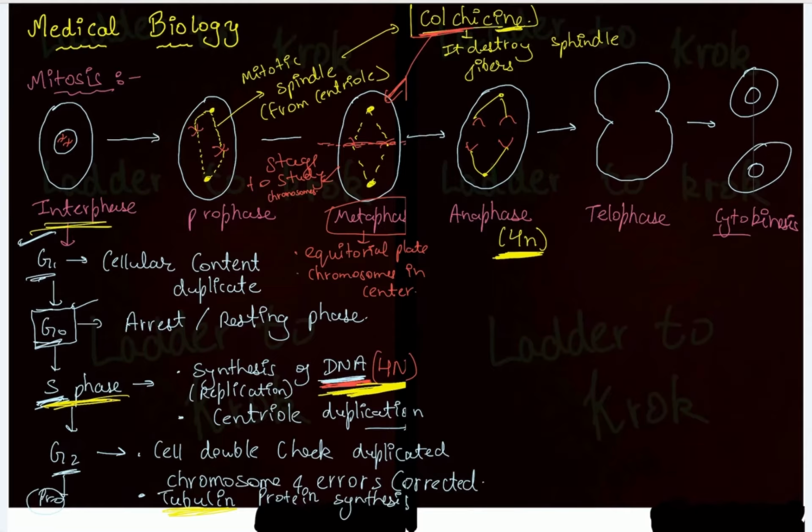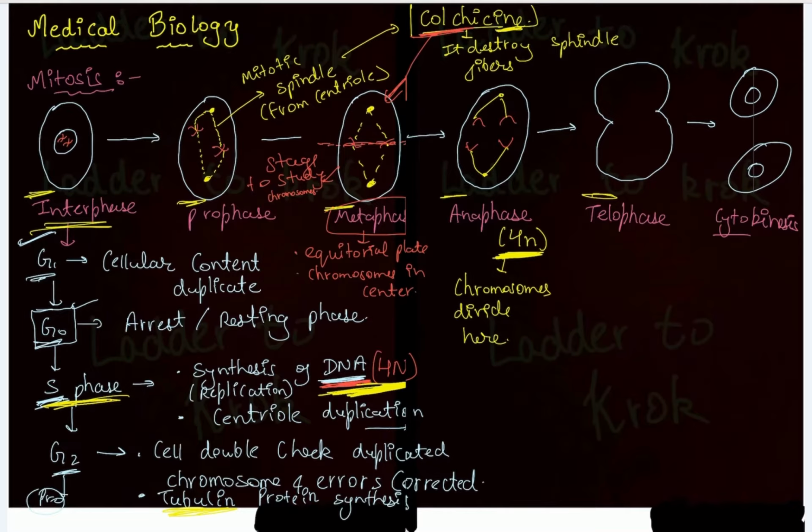How to remember the sequence? There is one mnemonic. You know, there is a very famous movie, IP Man. From that you can remember IPMAT, I-P-M-A-T. So when do chromosomes divide? Remember this question. Chromosomes divide here.